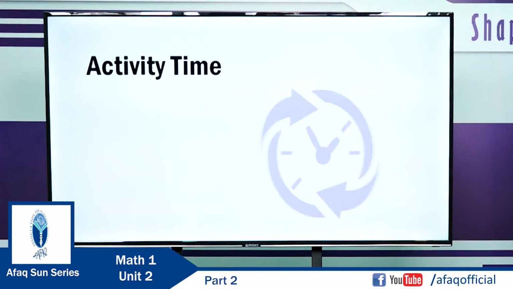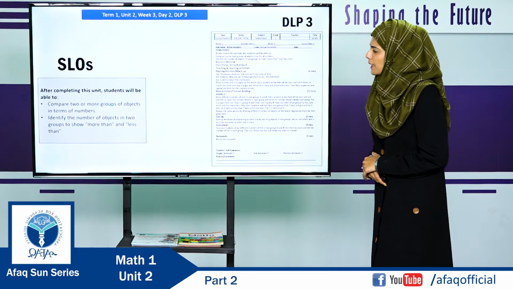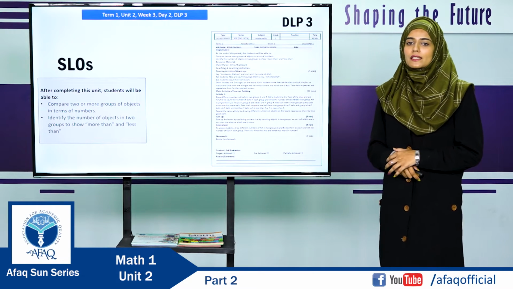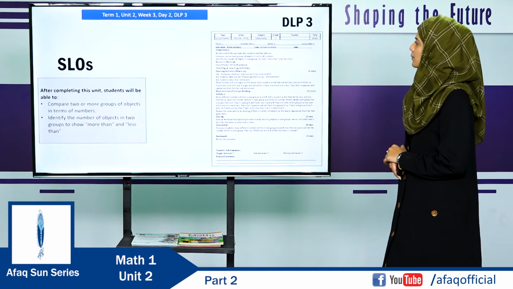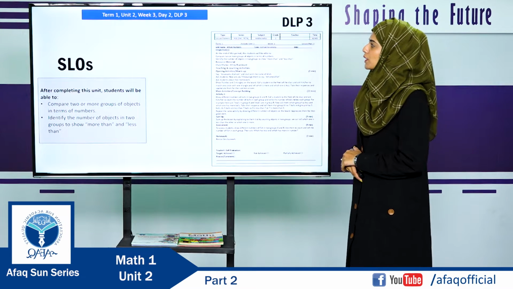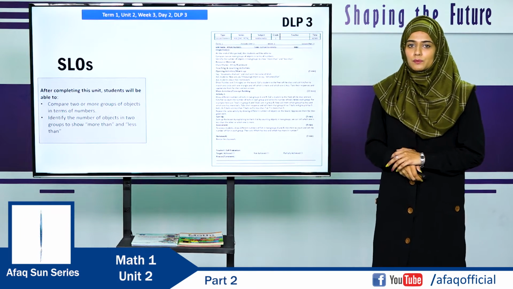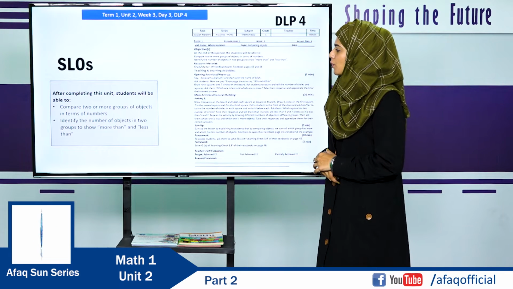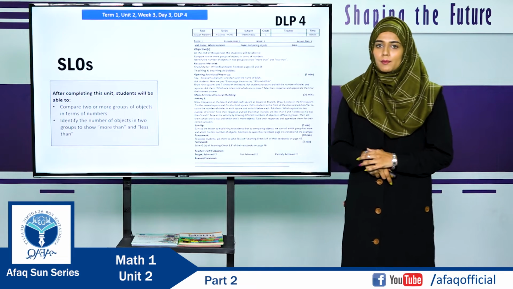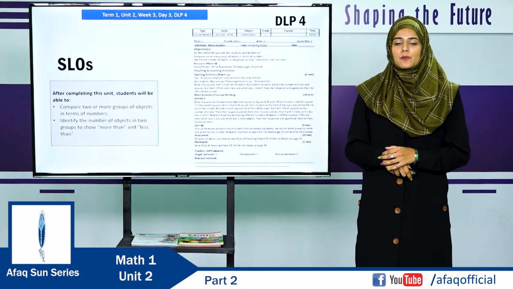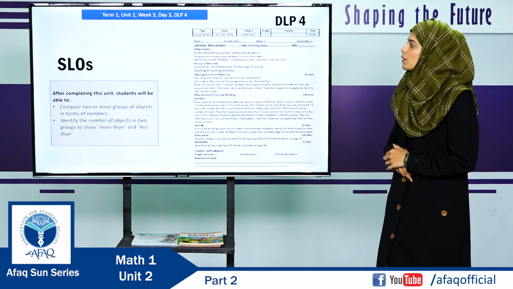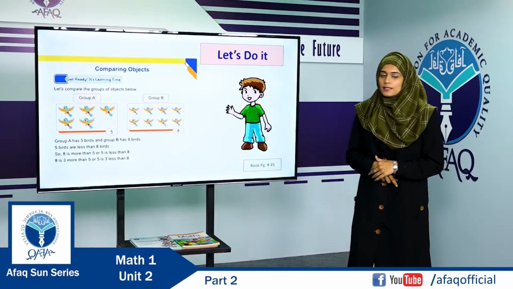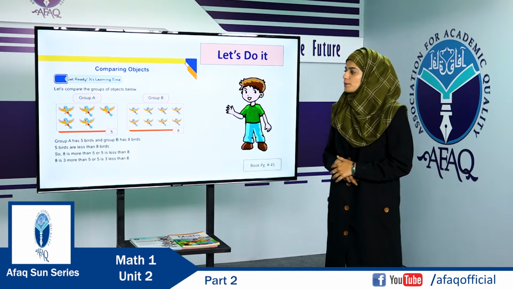It's an activity time. Let's see the activity. Compare 2 or more groups of objects in terms of number. To cover this, the methodology has been provided in DLP3, which falls in Term 1 Unit 2 Week 3 of Day 2. It's an activity time. Here we have to compare 2 or more groups of objects in terms of number. To cover this, the methodology has been provided in DLP4, which falls in Term 1 Unit 2 Week 3 of Day 3.